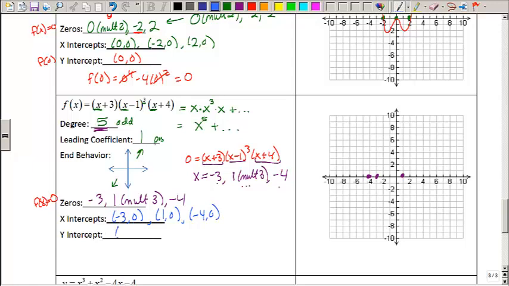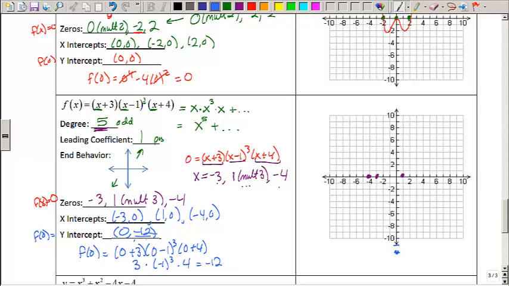And my y-intercept is found by finding f of 0. In this case, I'm just going to plug in 0 for every x value, which gets me 3 times negative 1 cubed times 4, and I'm getting a result of negative 12. So which is off my graph ever so slightly. I'm just going to add 2 more lines there.